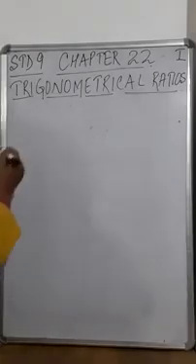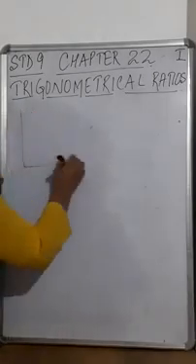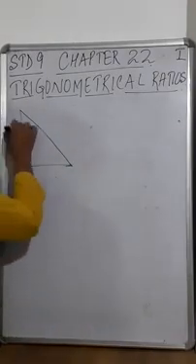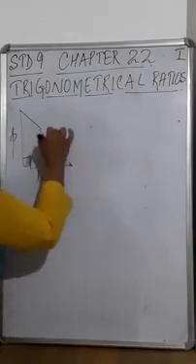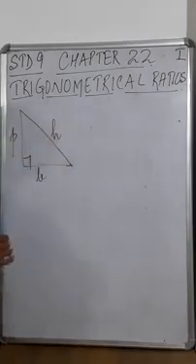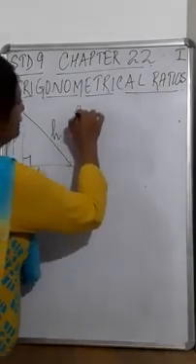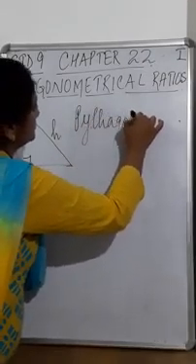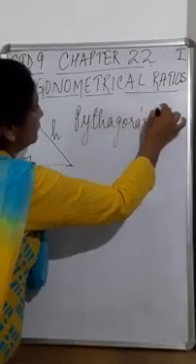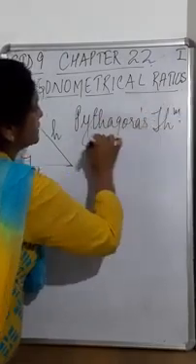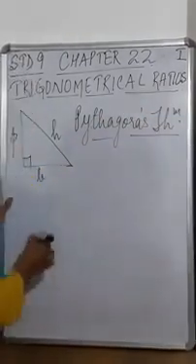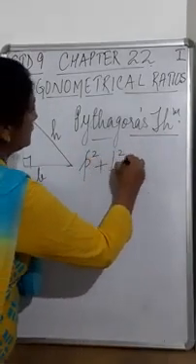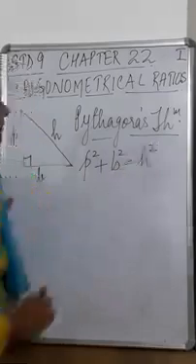While solving numericals on a right angle triangle in trigonometry, another point to be noted is, if this is the perpendicular side, this is the base and this is the hypotenuse, we will be widely using the Pythagoras theorem. And what does it state? It states that p square plus b square is equal to h square.